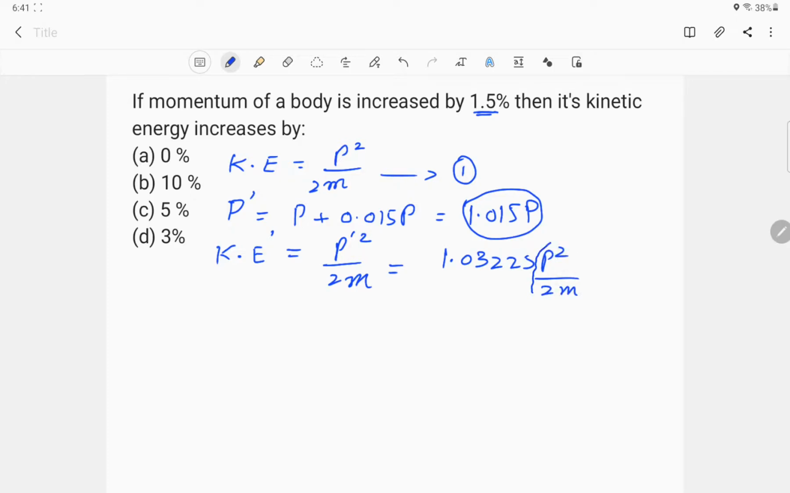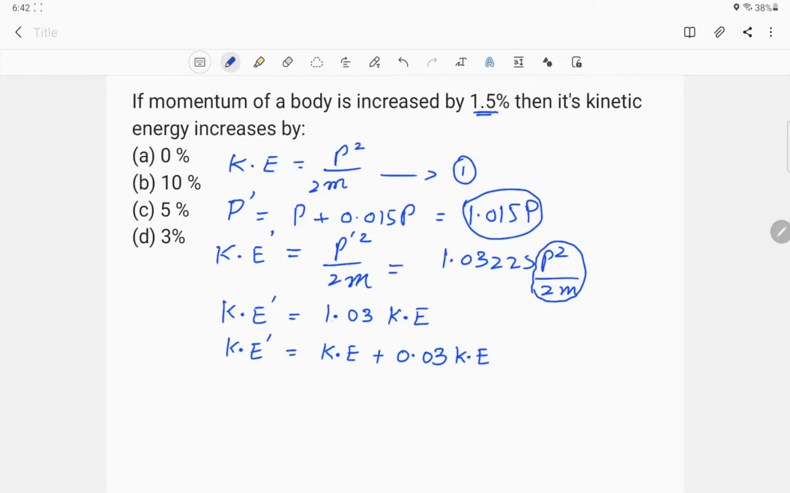So this P square over 2m is the first kinetic energy, which we call the initial kinetic energy. So the final kinetic energy becomes equal to 1.030225, with the trailing digits neglected, times the initial kinetic energy. After that we can write KE prime equal to kinetic energy initial plus, because an additional amount is obtained here, 0.03 KE.